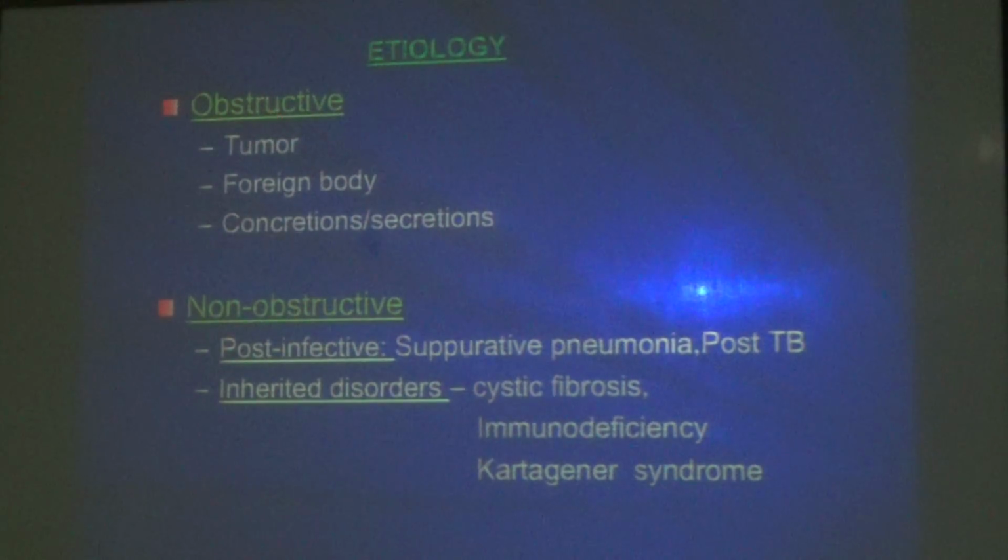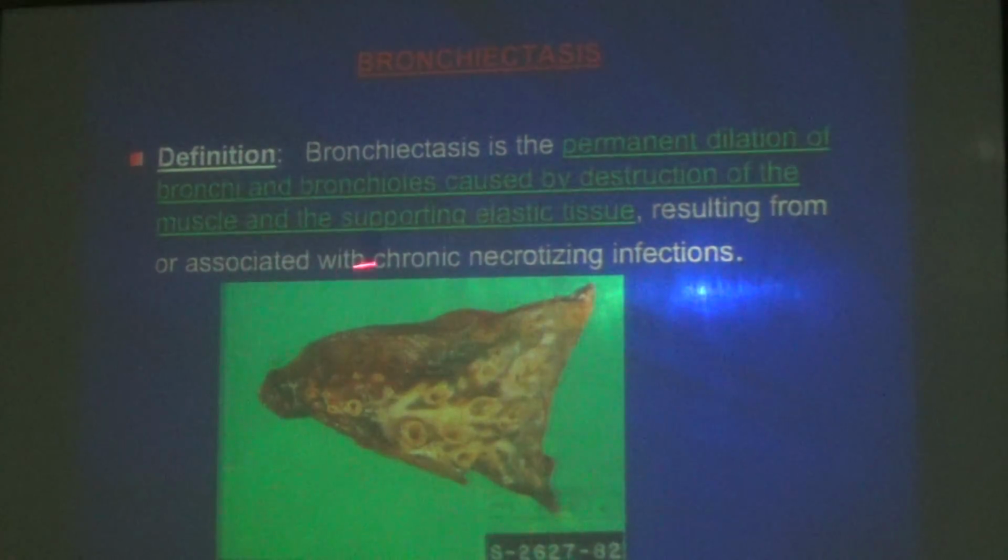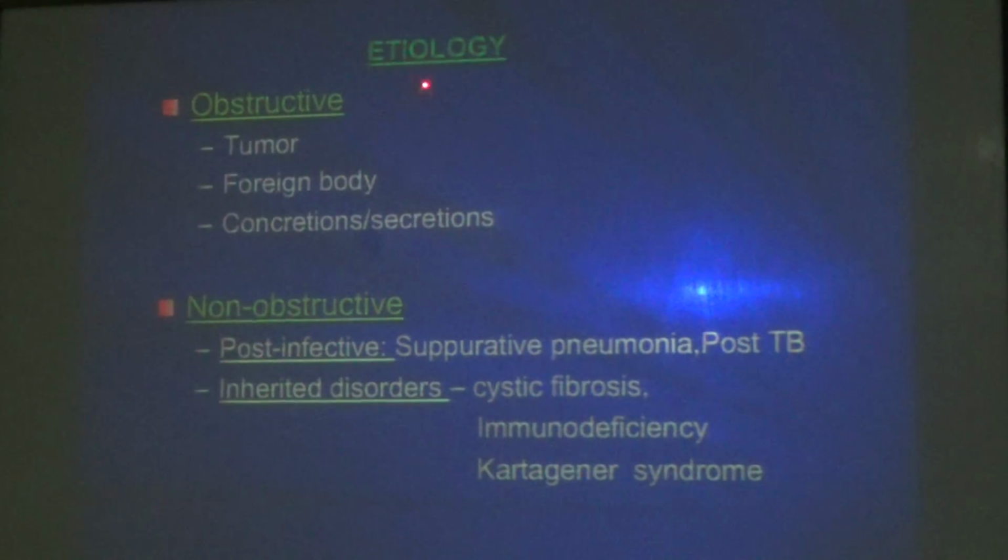Obstructive causes, mostly associated with or resulting from infection. Sometimes without infection, there are other causes such as a tumor of the lung, squamous cell carcinoma, or malignancy of the lung. That can also cause bronchiectasis. Also a foreign body in the lung, or any concretions or secretions, a chronic period of secretions.